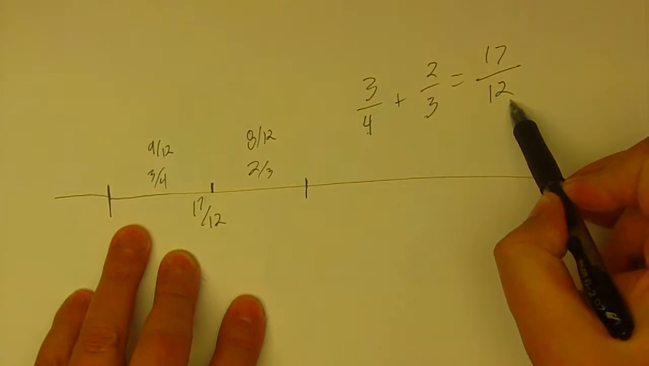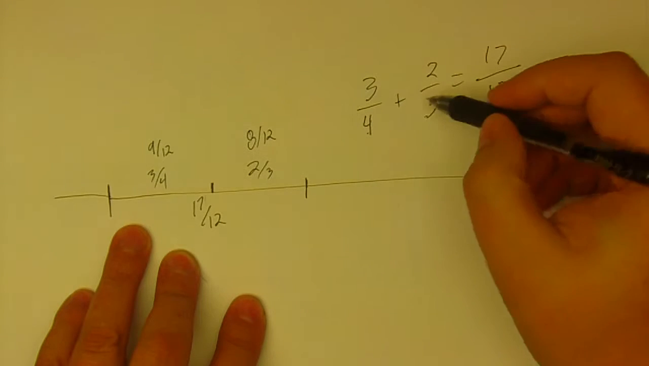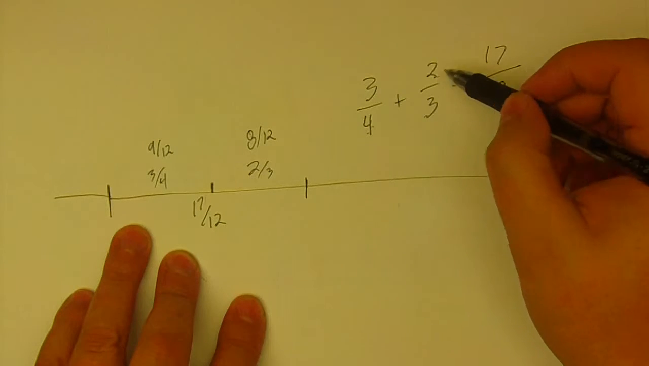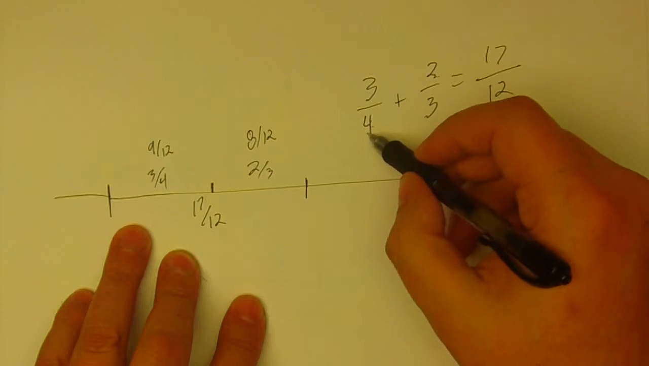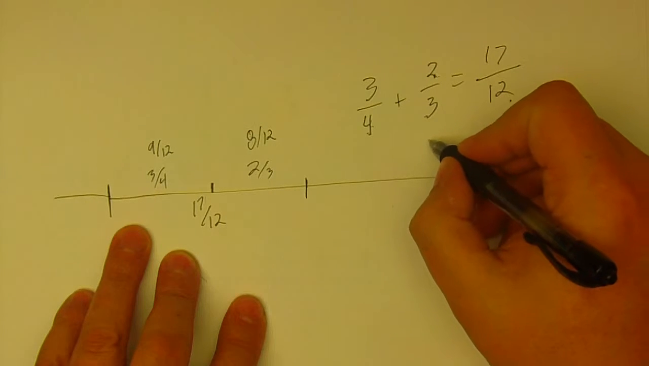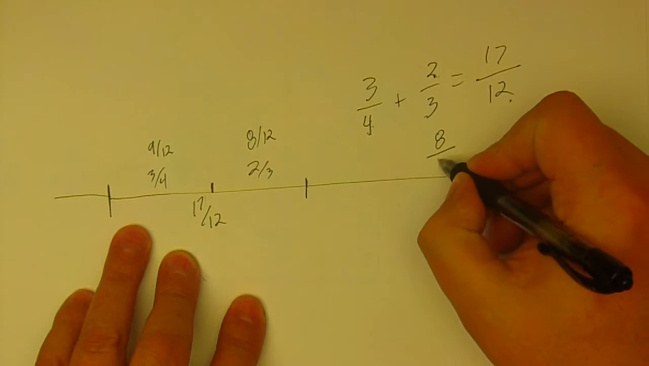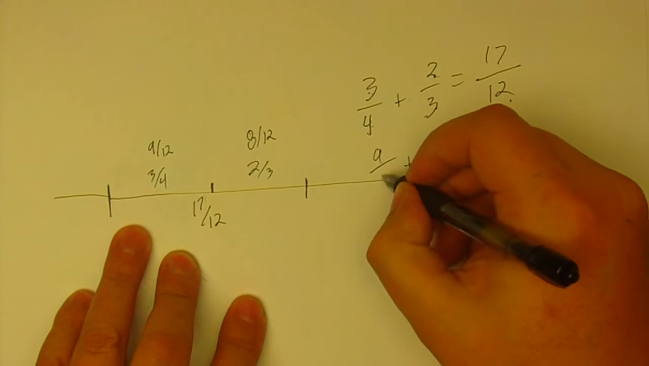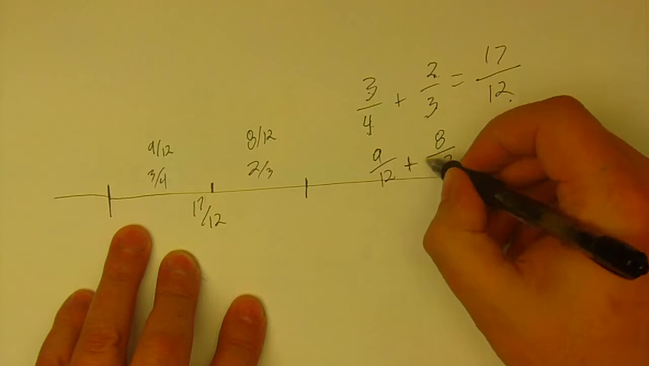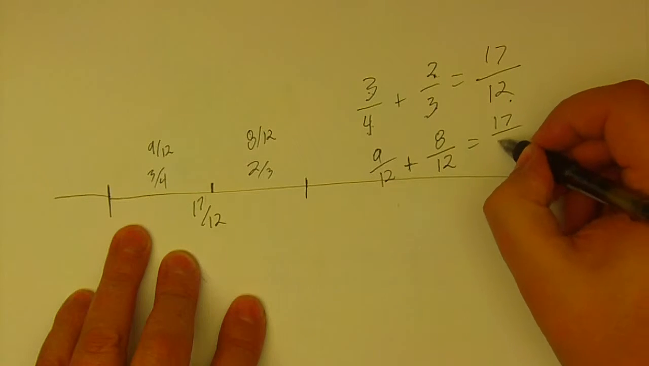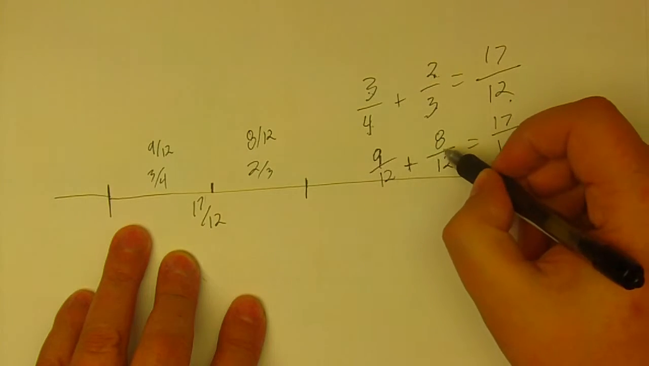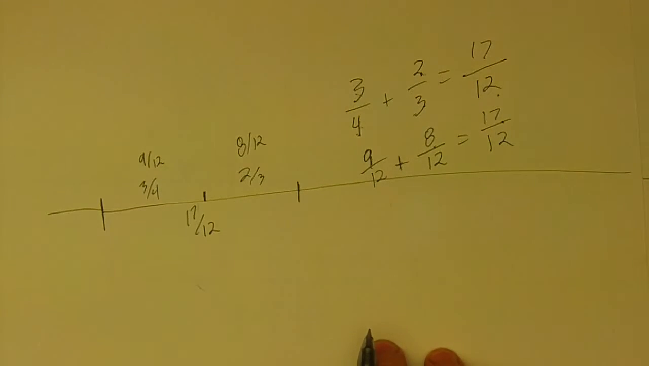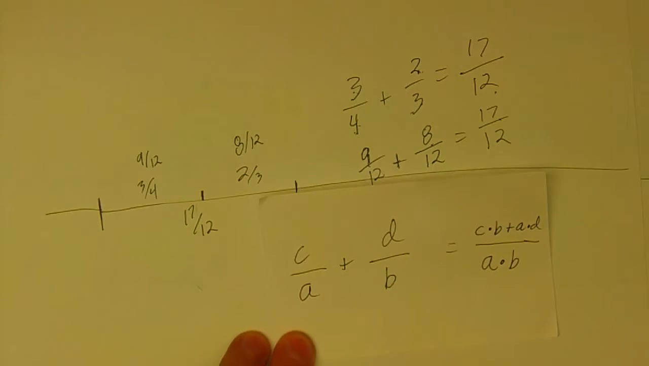4 times 3 is 12. So 4 times 2, that's going to be 8. 8/12. 3 times 3 is 9. 9/12. And that does equal 17/12. As 9 and 8 is going to be 17. So that pattern does hold. So we've discovered this pattern.